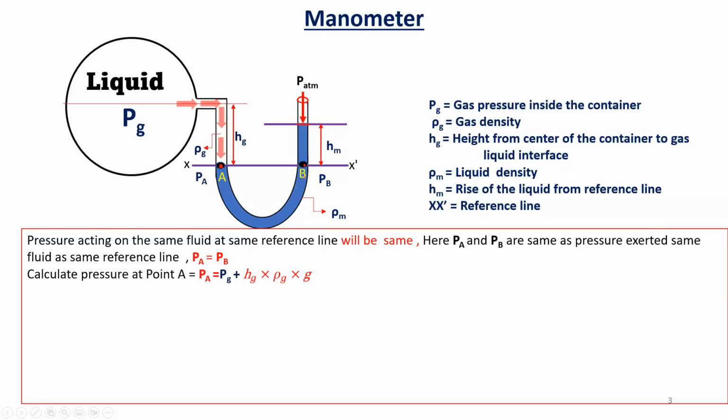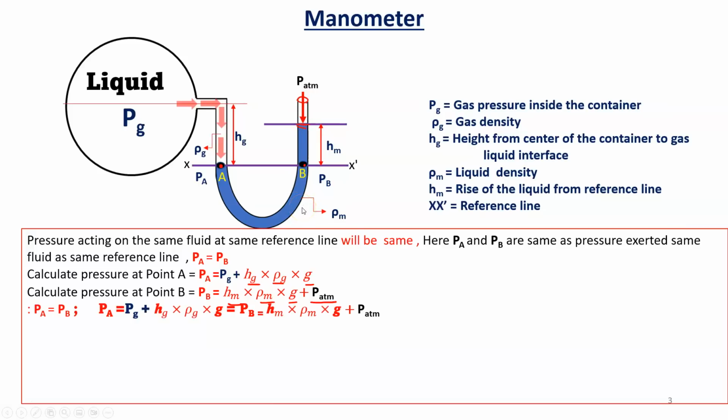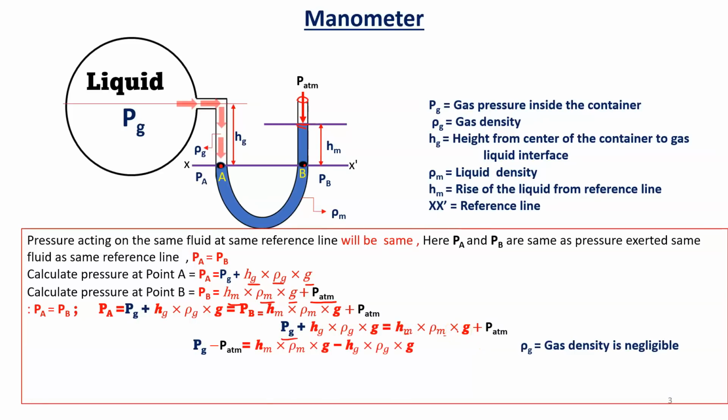Now we can calculate PA. PA is equal to PG plus hG rho G into g, like the previous slide, and PB is equal to hM rho m into g. Now P atm you have to consider, because it is open to atmosphere, meaning atmospheric pressure is exerted on the manometric liquid. Now we know that PA is equal to PB, so we can write all these things and we get PG plus hG rho G g is equal to hM rho m into g. Now if we reorganize, PG minus P atm is equal to hM rho m into g minus hG rho G into g.